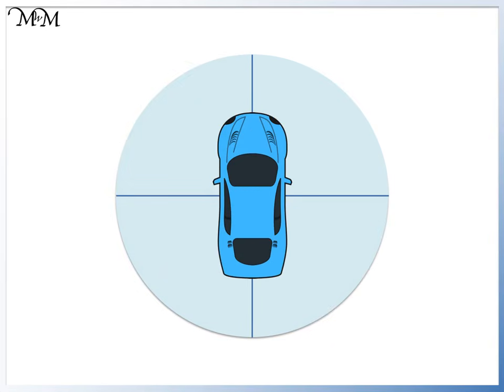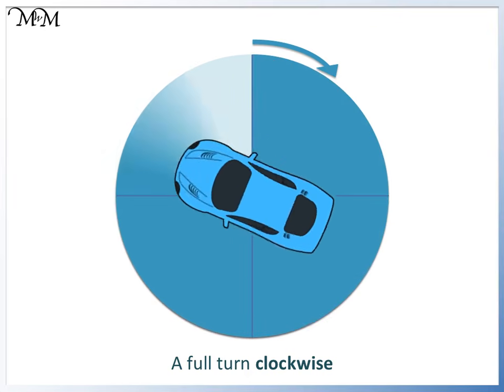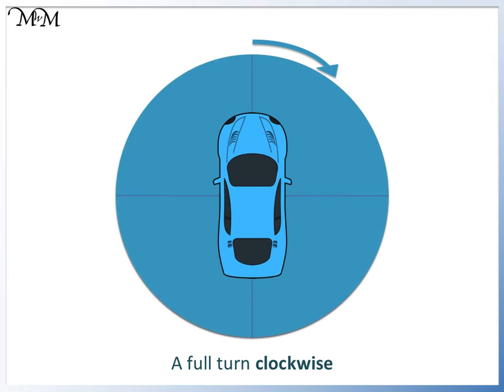Finally, we will look at full turns. First, the car will make a full turn clockwise. This means that the car will turn in this direction. So this is a full turn in a clockwise direction, and the car ends up back in its starting position.